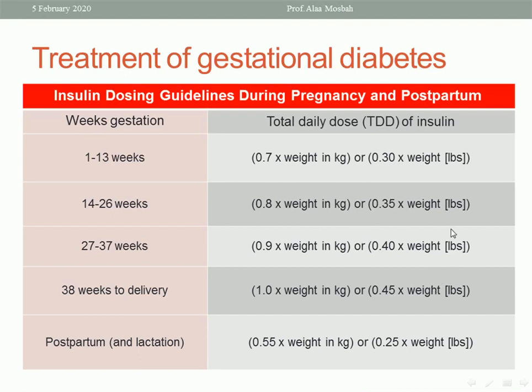Here is an example or suggestion of certain doses of insulin in cases with gestational diabetes mellitus. Start in the first trimester with a dose of 0.7 unit per kilogram, while from 14 to 26 weeks gestational age, increase the dose to 0.8 unit per kilogram. Between 27 to 37 weeks, increase the dose to 0.9 unit per kilogram. At 38 weeks till delivery, increase the dose to 1 unit per kilogram.